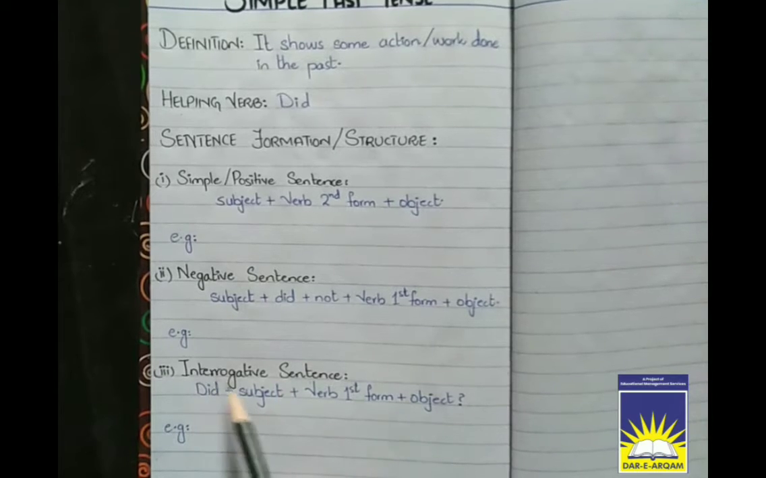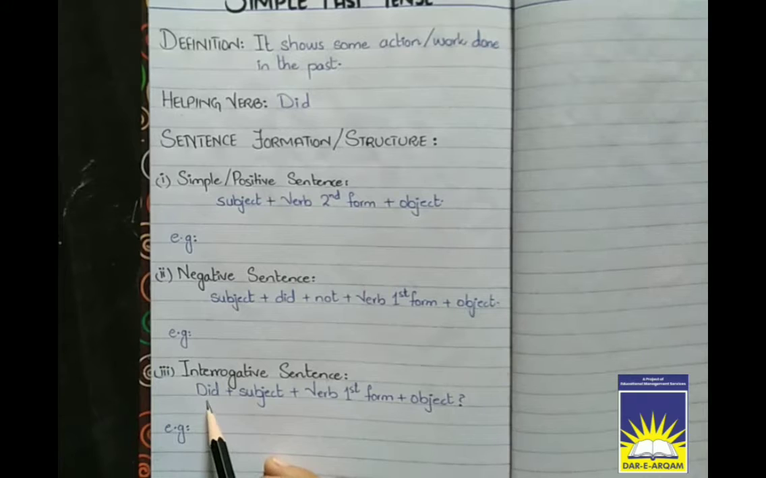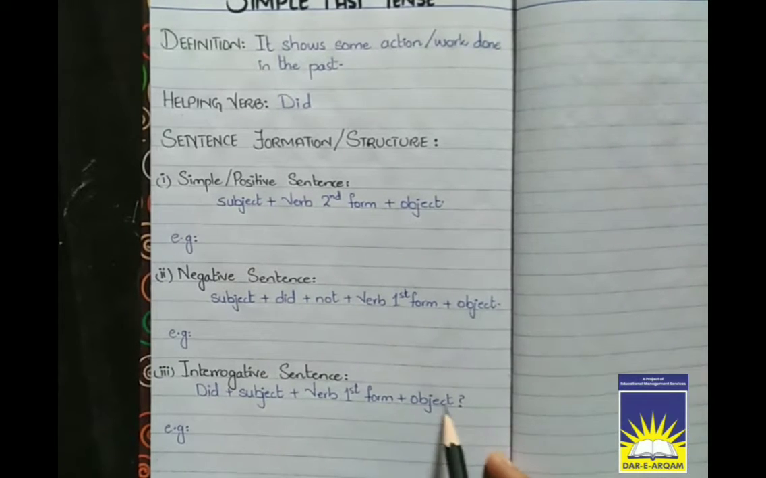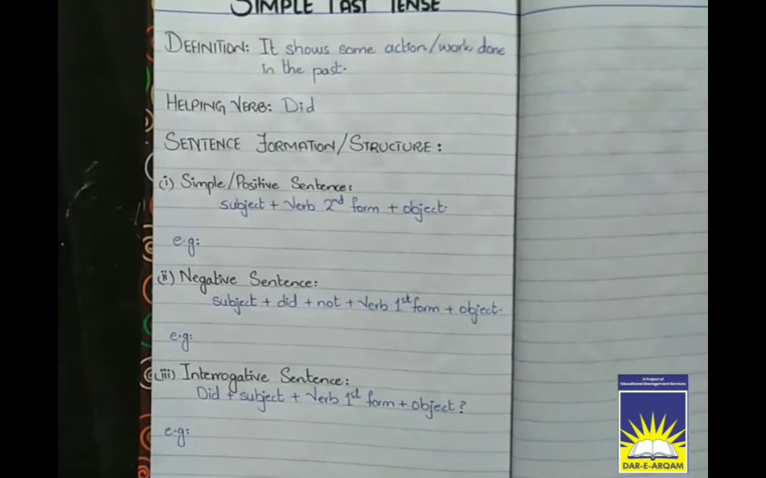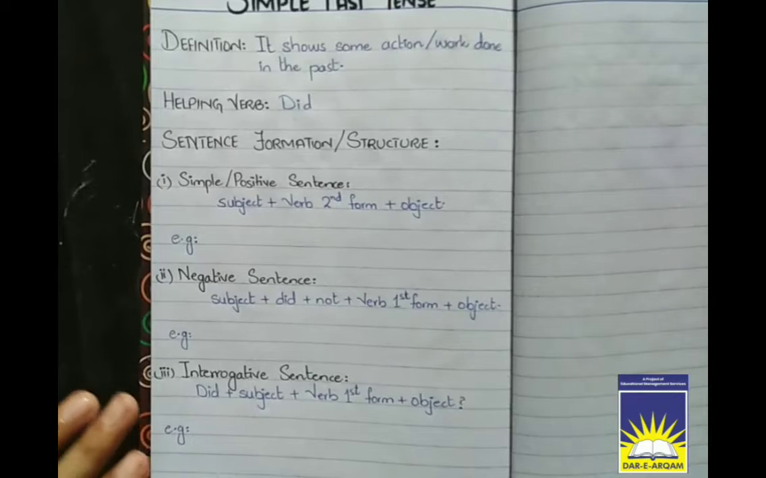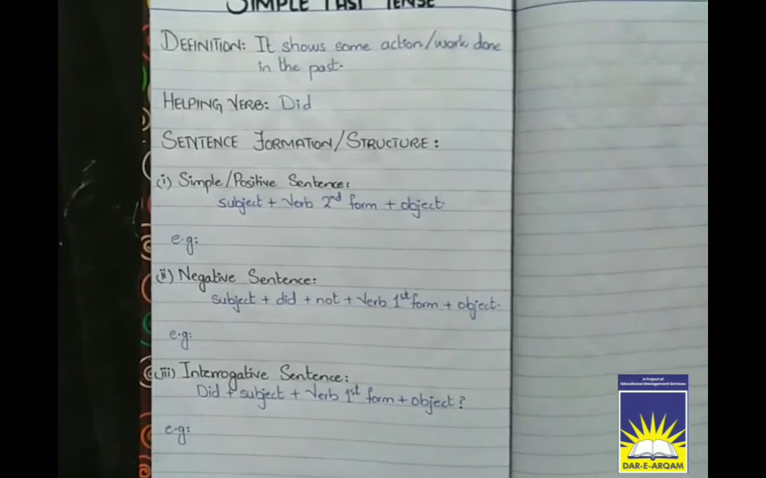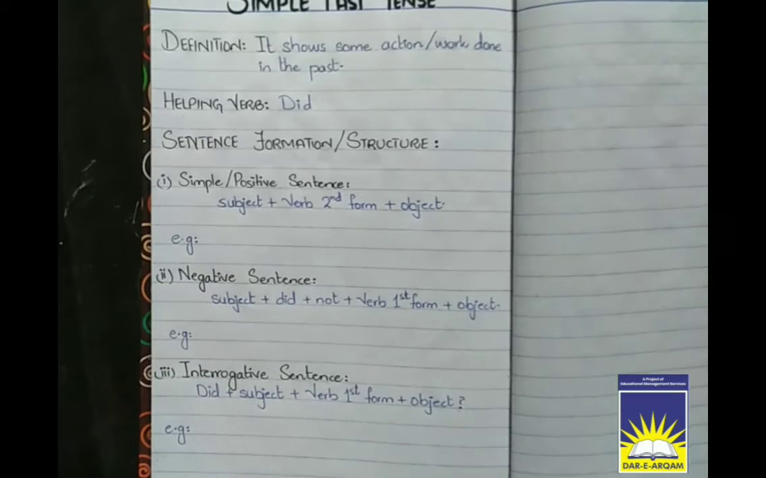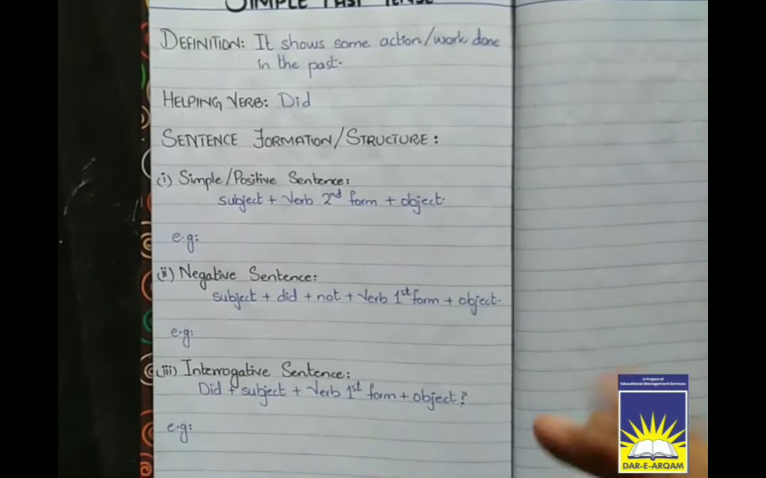The last is interrogative sentences. These are questionary sentences. Its structure is did plus subject plus verb first form plus object, question mark. This is the main thing that you have to remember in this thing, that interrogative sentence starts with the helping verb and ends at the question mark. So let's do an example. So I think it will be more clear and easy for you.